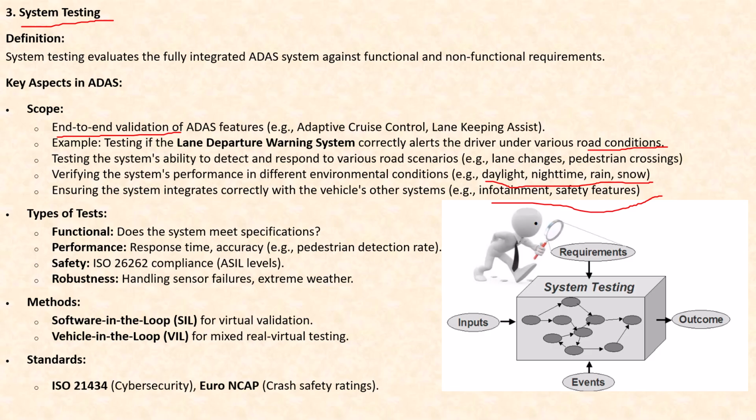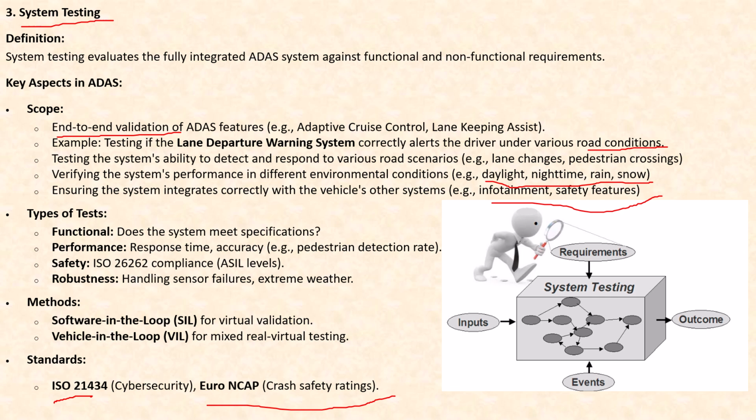Okay, and what are the various methods? Software in loop, vehicle in loop, fall under the purview of system testing. Okay, only model in loop falls under the purview of unit testing. Software in loop or vehicle in loop, and actually even hardware in loop also comes under the purview of system testing, but I did not mention it here because we already mentioned it in the integration testing. Now, while testing these things, these standards, ISO 21434, Euro NCAP, are clearly kept in the vicinity of your development to make sure the system testing happens in a seamless manner.